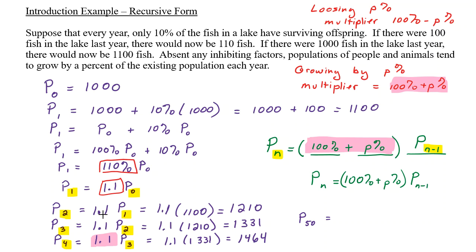That's kind of a shortcut. You could multiply it by 10% and add it on, but the multiplier makes for a much easier and quicker process. And so we went through a few years and we came to the realization that if I wanted to find out the number of fish 50 years from now, this process would be pretty tedious, and maybe there's a shorter way to get there than multiplying by 1.1 50 times. All right, a little hint there in how we're going to do it.